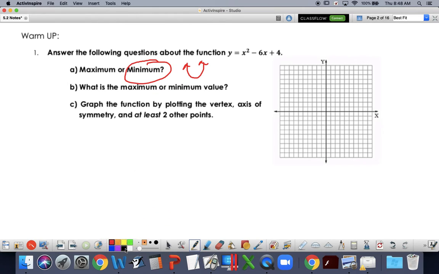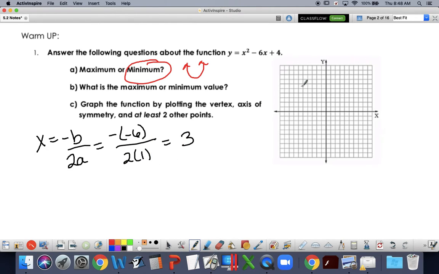Now, the next question asks for us to actually find what that minimum or maximum value is. So in order to do that, we're going to use our one formula that we have to memorize, right? Negative b divided by 2a. So I take negative b divided by 2 times a, and I get out 3. So that tells me at x equals 3, that's where I'm going to have my axis of symmetry. And if that's where my axis of symmetry is, then that's also where my vertex is going to be.